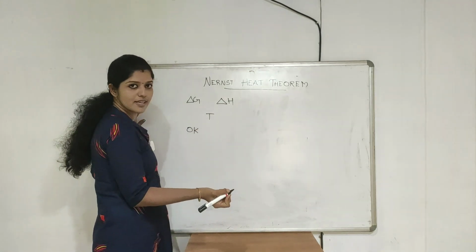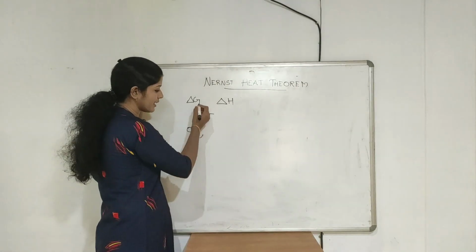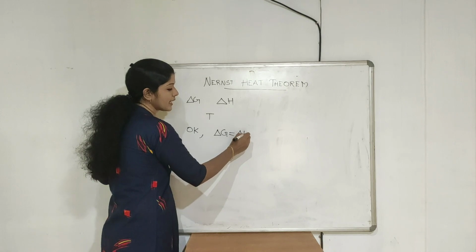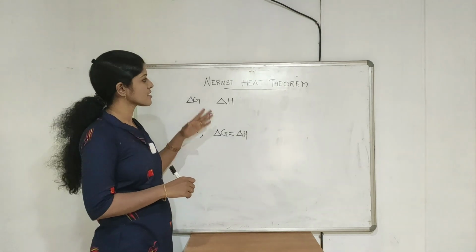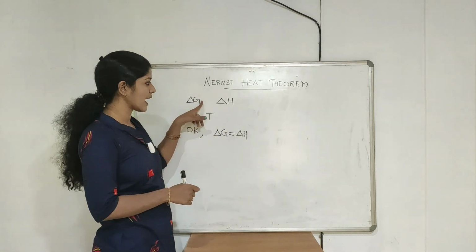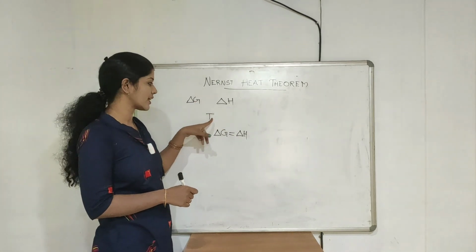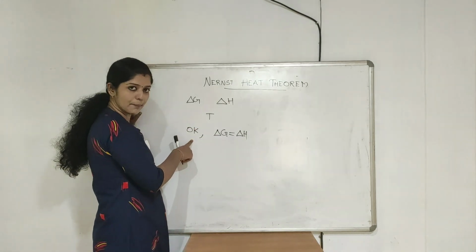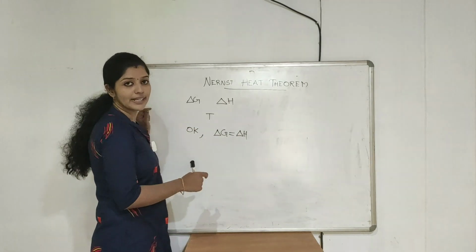Absolute zero temperature is 0 Kelvin. At 0 Kelvin, delta G will be equal to delta H. Okay. So this is our Nernst heat theorem. So Nernst heat theorem states delta G and delta H will approach each other when we lower the temperature. That is, at absolute zero temperature, delta G will be equal to delta H.